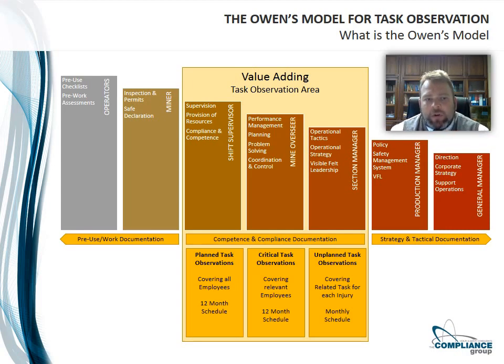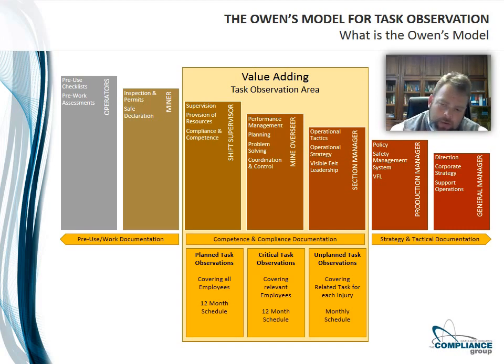When you look at the left side of the model, we are talking about operators and miners. The operators are typically your loco operators, winch operators, those who busy themselves with pre-use checklists, pre-work assessments, and things like that. This is the fit-for-purpose documentation and processes where, when they complete this documentation and process, it adds value to the organization. The same applies to the level of the miner. The miner is busy with inspections, pre-work assessments, permits, safe declarations. Those are the documents and processes that if the miner completes these correctly, it adds value to the business.